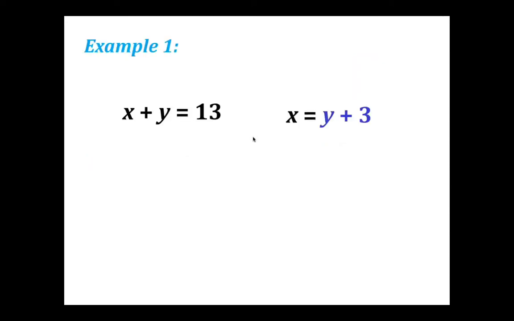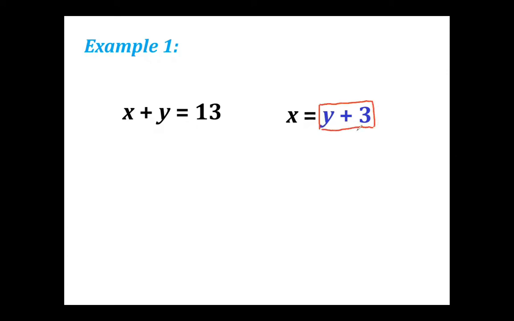Let's look at another example. We have x plus y equals 13, and x equals y plus 3. First step is to solve one of the equations, it could be any of them, to either set them to x or y. As we can see here, one of our equations is actually already set to x, so we don't have to do step 1 since it's already been done for us.